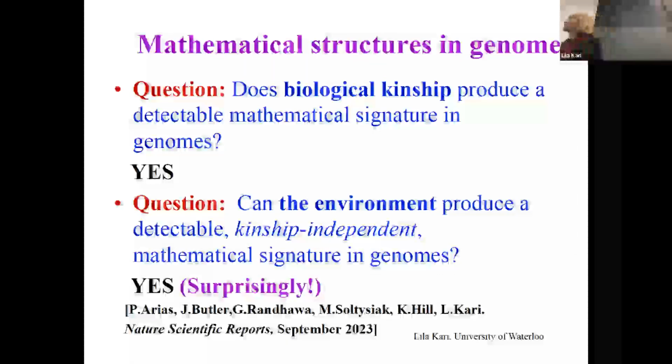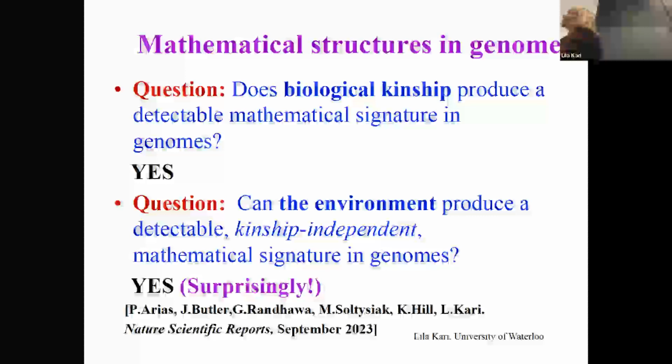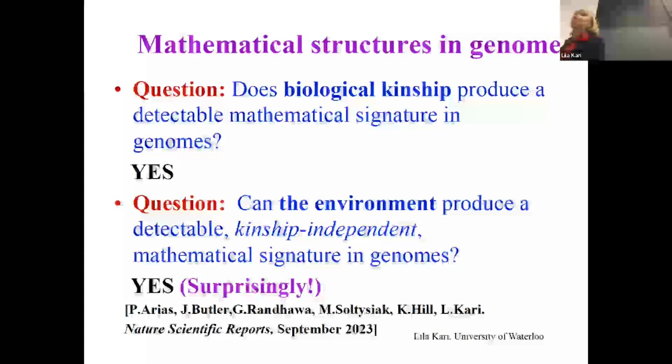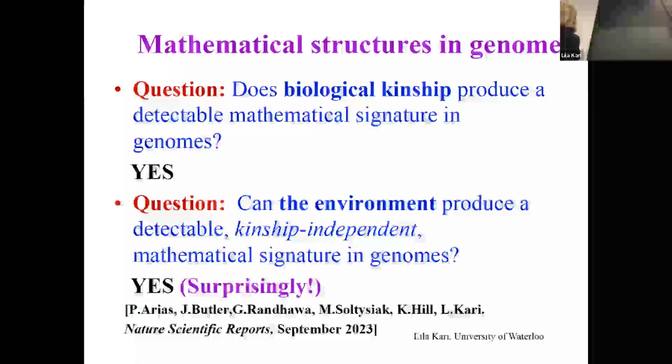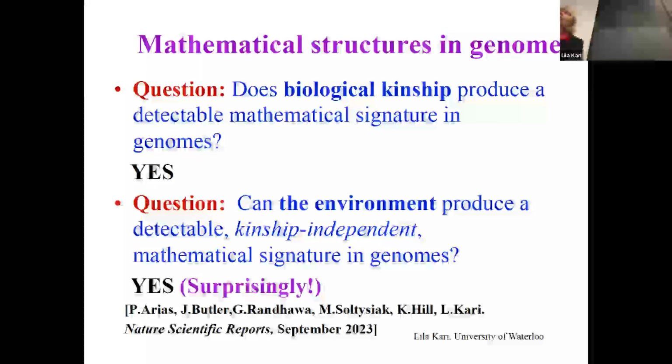Okay, so then, what is my answer to the second question? Can the, okay, let me put it here, extreme environment, because I think that for small variations, it won't hold. The signal won't be so strong. Can the extreme environment produce a detectable mathematical signature in the genome? Surprisingly, the answer is also yes.